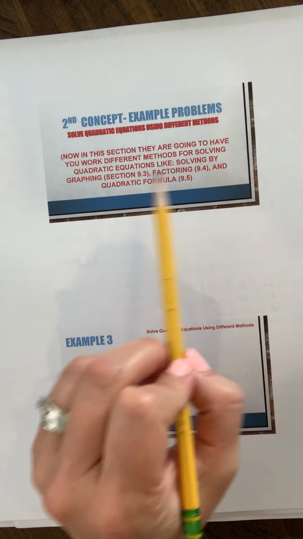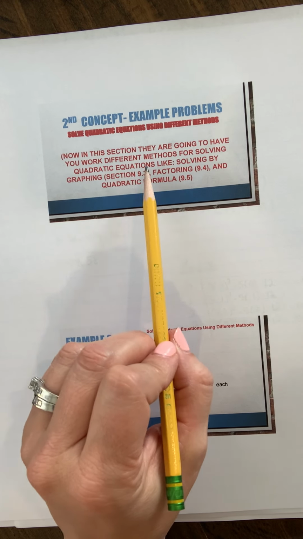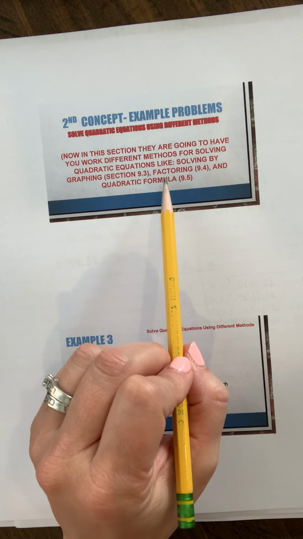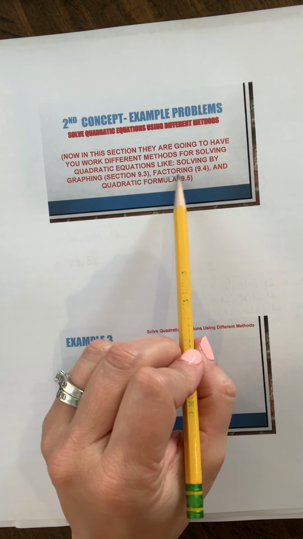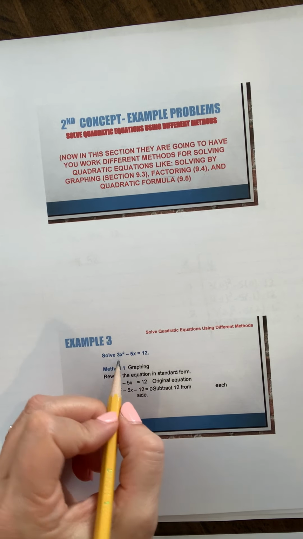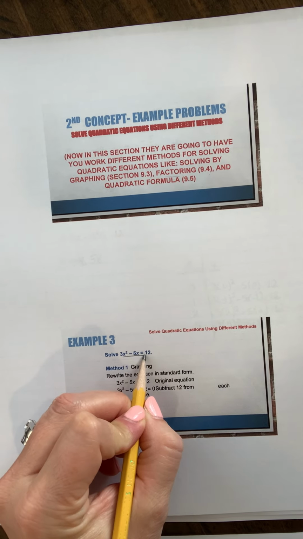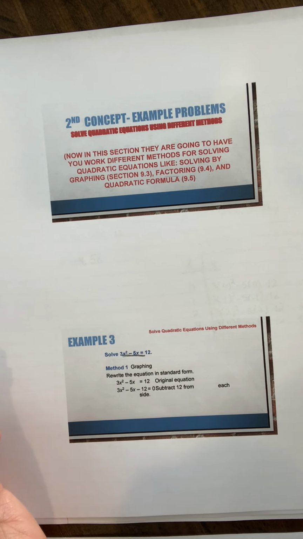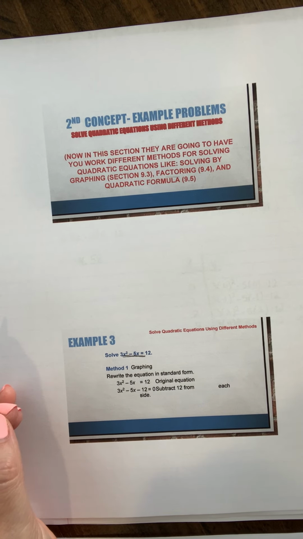Now in this section, they are going to have you work different methods for solving quadratic equations. They're going to have you solve by graphing, which was section 9.3. They're going to have you solve by factoring or using the quad formula, okay? So what they do in these next couple examples, they give you this quad to solve, okay? So you're solving the same quadratic equation for these next couple of examples, but you're just using a different method.